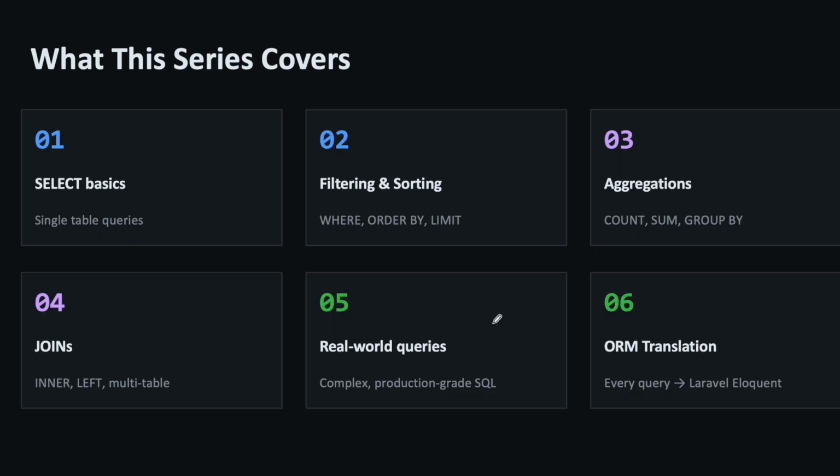So here is the real plan of this series. We will start with the basic select statement, how we can retrieve data from a single table. Then we will see the filtering and sorting part, with order by and limit. We'll then move on to aggregations, count, sum, group by, then joins, which is the most important: inner join, left join, right join, in multi-table queries. We will also do real world queries, and finally for every single query we learn, we will try to translate it into Laravel Eloquent ORM so that we can understand.